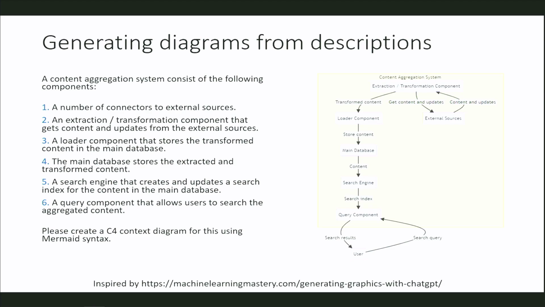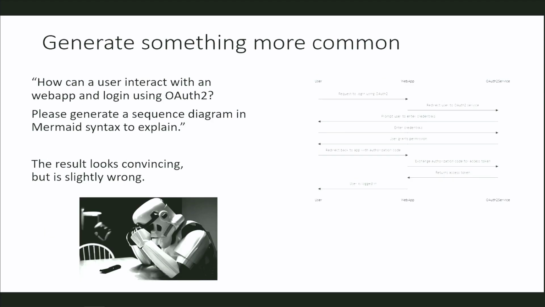So I thought, okay, maybe it's not a very common thing to generate a diagram for a content aggregation system. Maybe I should ask for something that's more common, like how can a user interact with a web app and log in using OAuth 2? That's something that's all over the internet, so surely ChatGPT should know how that works. So I asked this, please generate a sequence diagram in Mermaid syntax to explain how that works. And the result looks convincing, but it's slightly wrong. So if you want to use this to understand OAuth 2, yes?